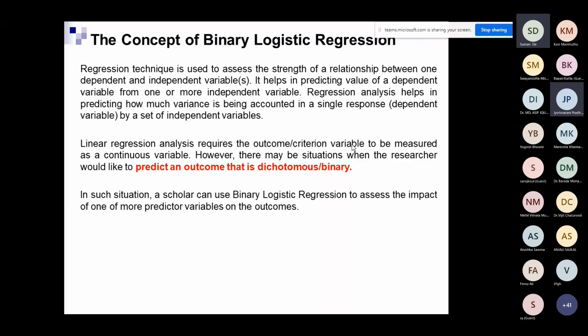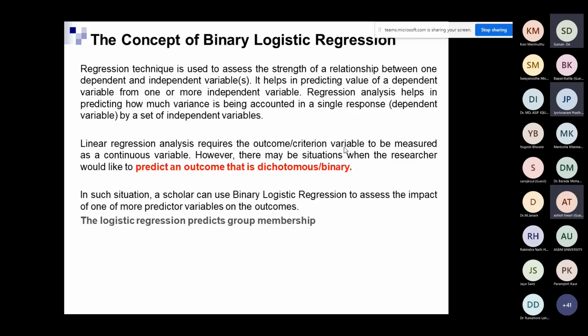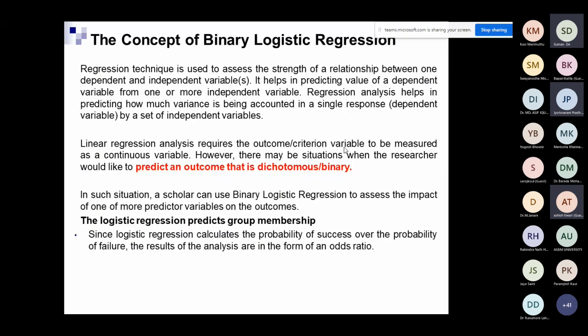In this situation, a scholar can use binary logistic regression to assess the impact of one or more predictor variables on the outcome variable, the dependent variable. The dependent variable is dichotomous. The outcome has only two possibilities. So logistic regression predicts group membership. Logistic regression calculates the probability of success over the probability of failure: pass or failure in the exam, or having the disease or not having the disease. We can predict.